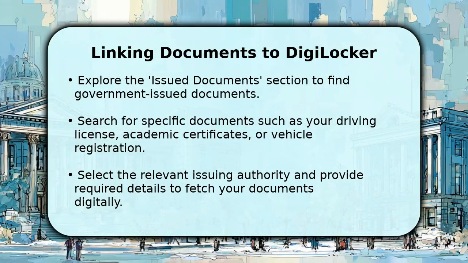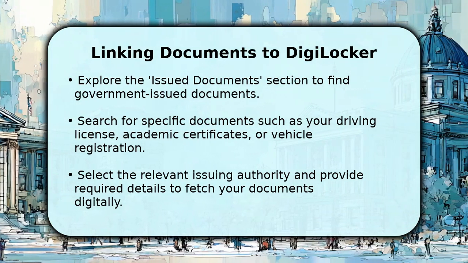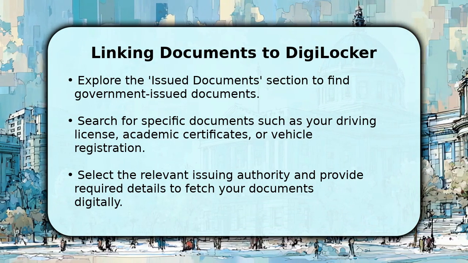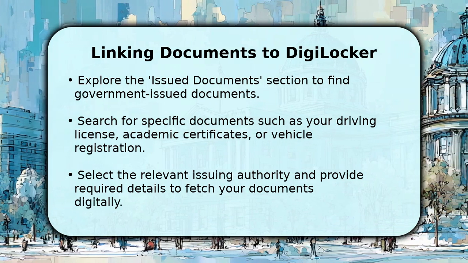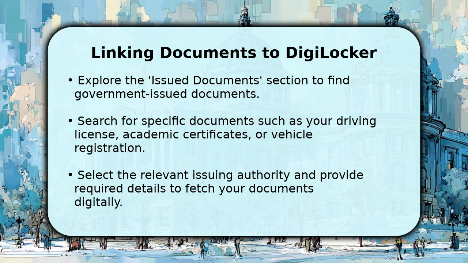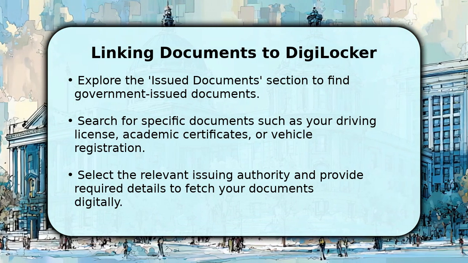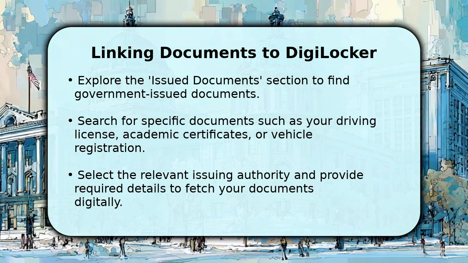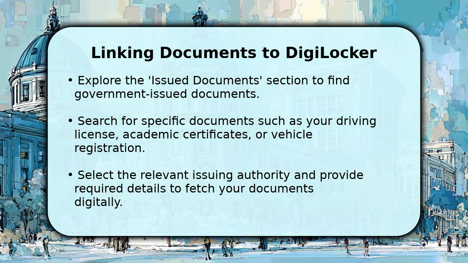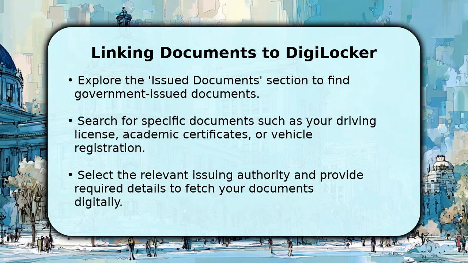With your account set up, you can now start linking your important documents. Navigate to the Issued Documents section within the DigiLocker interface. Here, you can search for various document types, like your permanent account number card, university mark sheets, or even your two-wheeler registration certificate. Simply select the appropriate issuing body, provide the requested details, and DigiLocker will fetch the authenticated digital copy directly from the source. This seamless process populates your locker with official, verified documents.